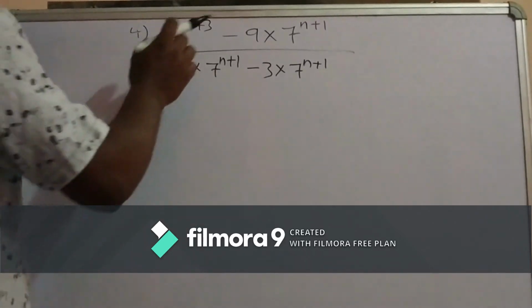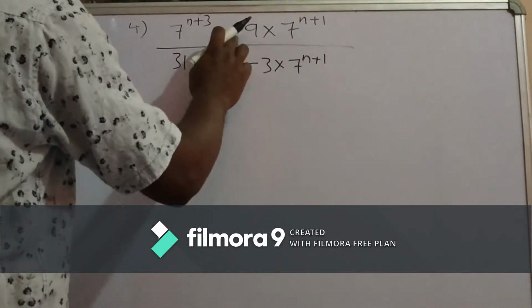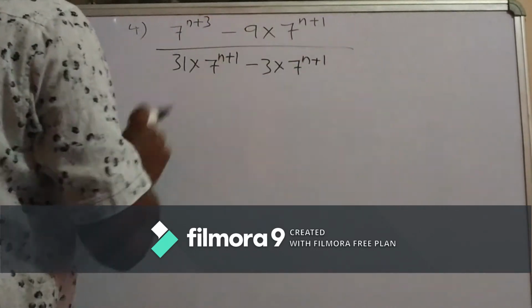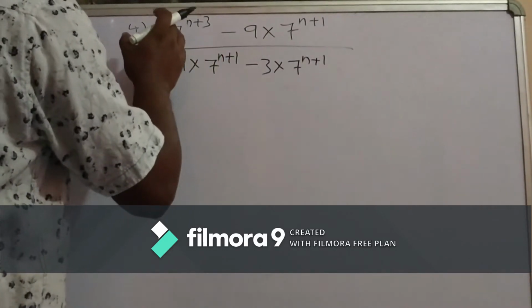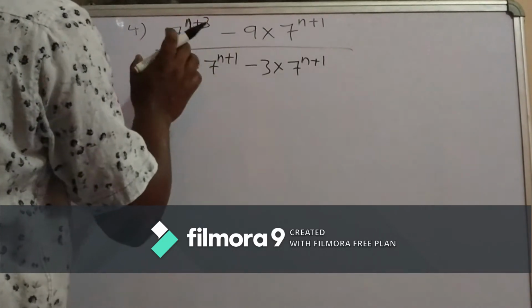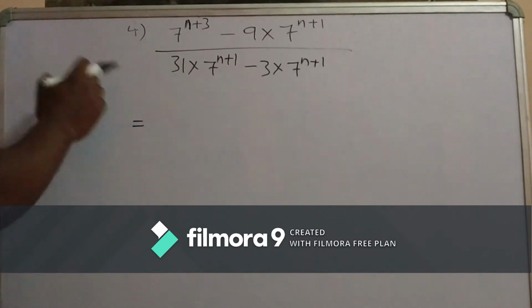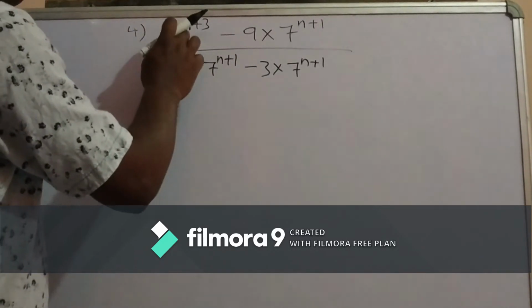Now here 7 to the power n plus 3, here 7 to the power n plus 1. In between a minus sign is there. So this total is one number. So every time you observe, if any variable is given, n is the variable here. If any variable is there, always try to bring it to common in the numerator and also in the denominator, so that it will cancel. So the variable is n.